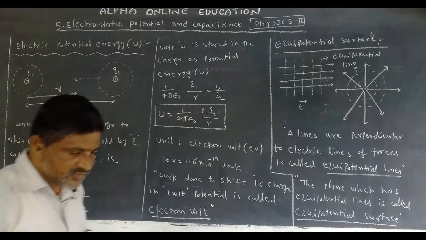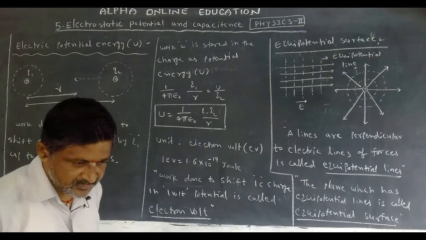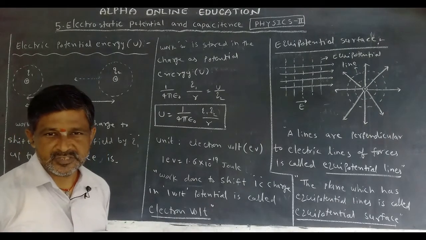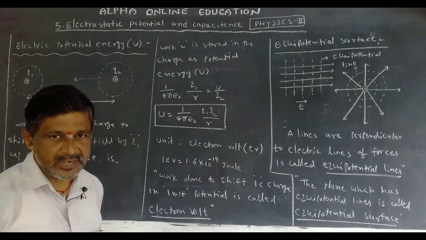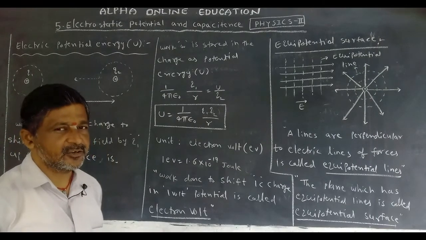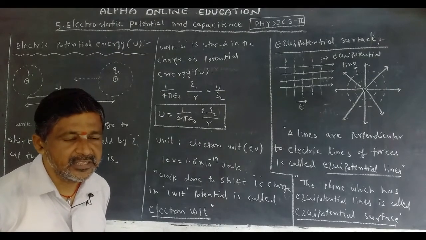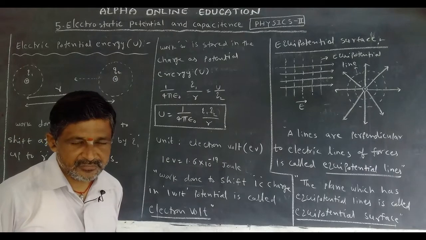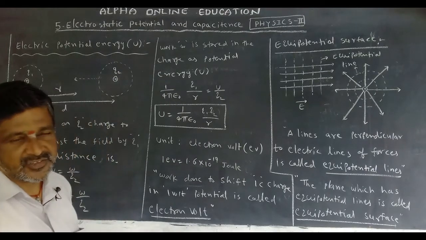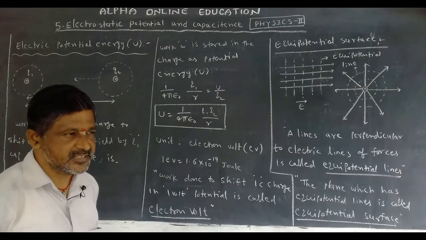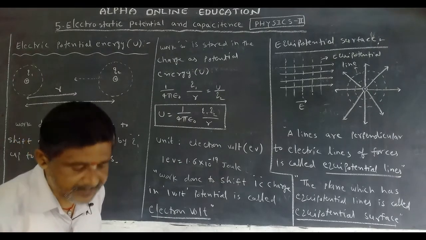This equation is very important, especially for the study of atomic structure, especially the quantization of energy of the electron explained by Niels Bohr, and the quantization of radius of the electron, also explained by Niels Bohr. There we compulsorily use this equation.